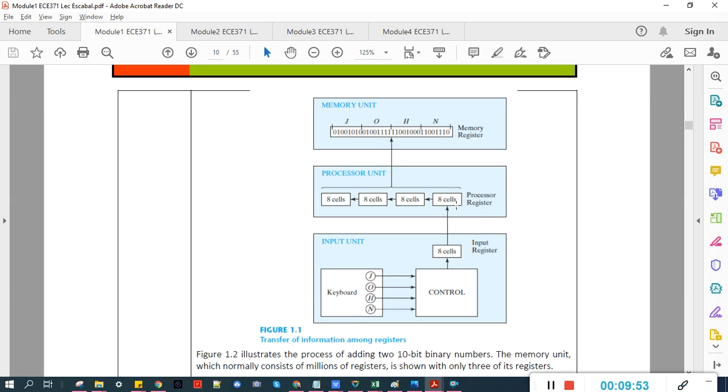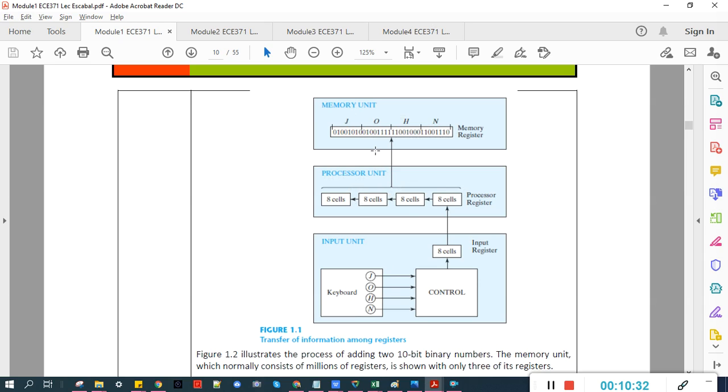Processor registers. You know, the processor contains a lot of registers that manipulate the data. Then, as shown by this arrow, the information is stored to the memory unit. This is just a simple storage.